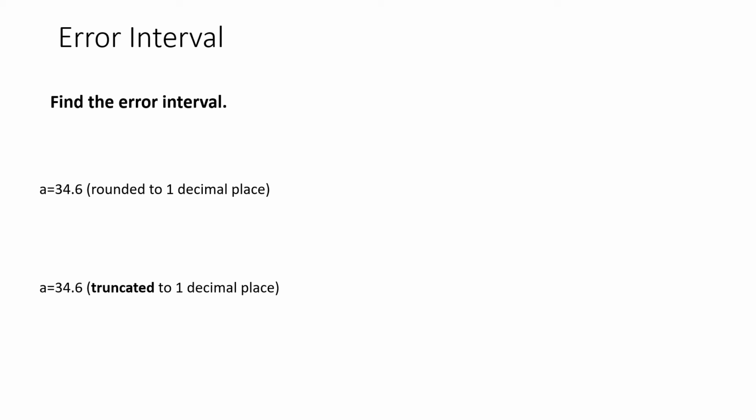On this final slide, we're going to look at the difference for the error interval of a number that's been rounded to one decimal place as opposed to truncated. So we're going to start by looking at the rounded, and we're going to use the same method. So we use a number line. We're going to place 34.6. It's been rounded to one decimal place, which means that your number line needs to have one decimal place. So the next number will be 34.7, and the number before would be 34.5.